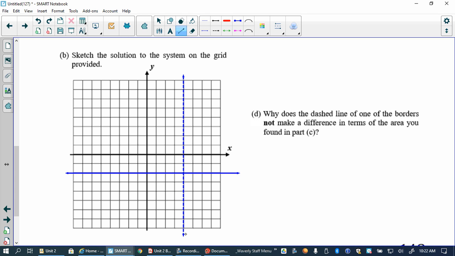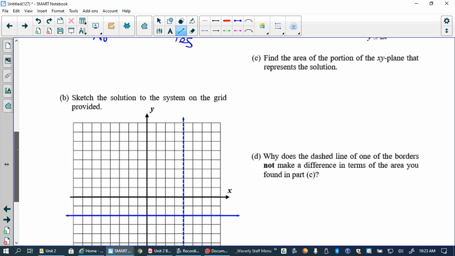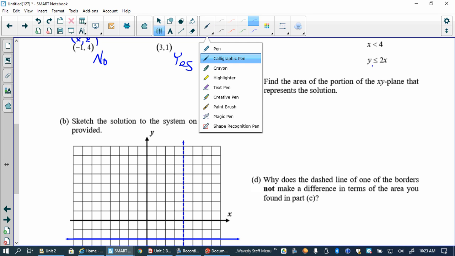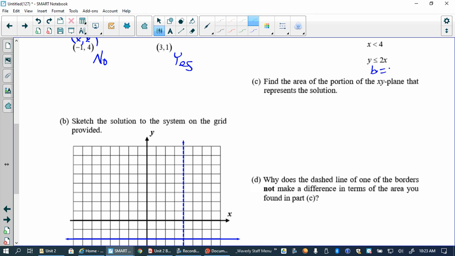And the other one is Y is less than or equal to 2X. What is the Y-intercept of this one? 0. So B equals 0, and M equals 2 over 1, right? Okay, so let's graph that one. When it's 0, 1. All right, and what kind of line? Solid, because of the equal to part.